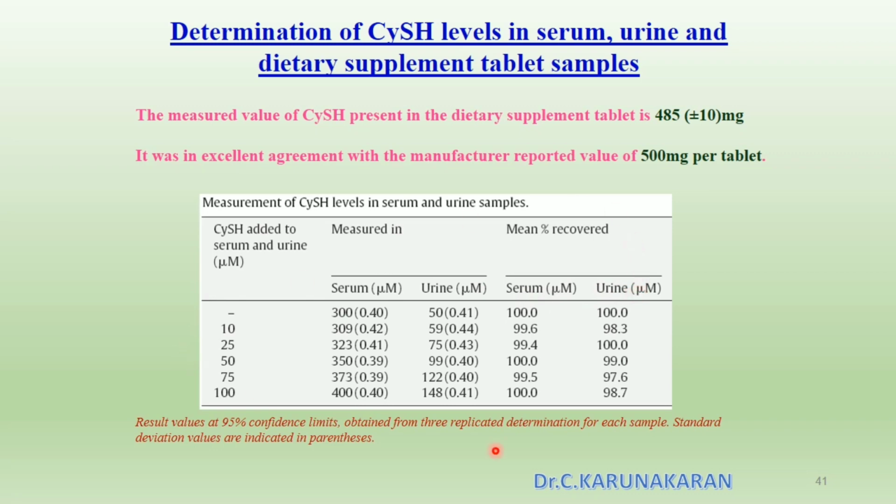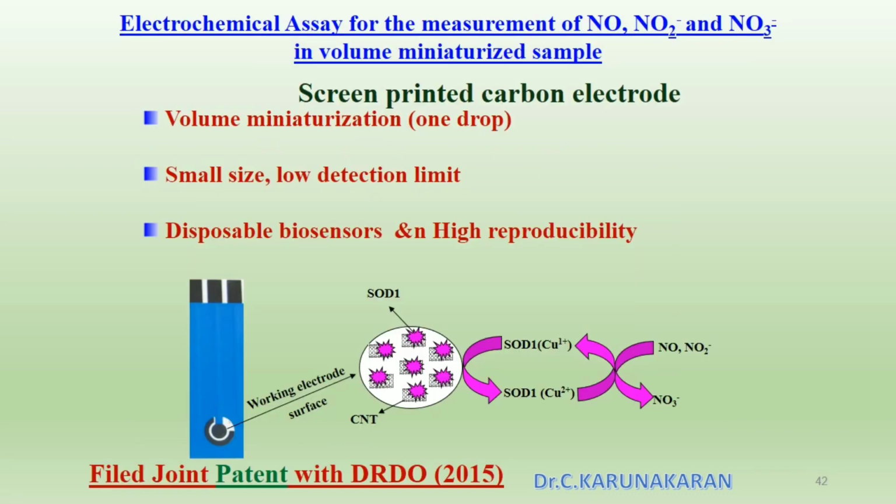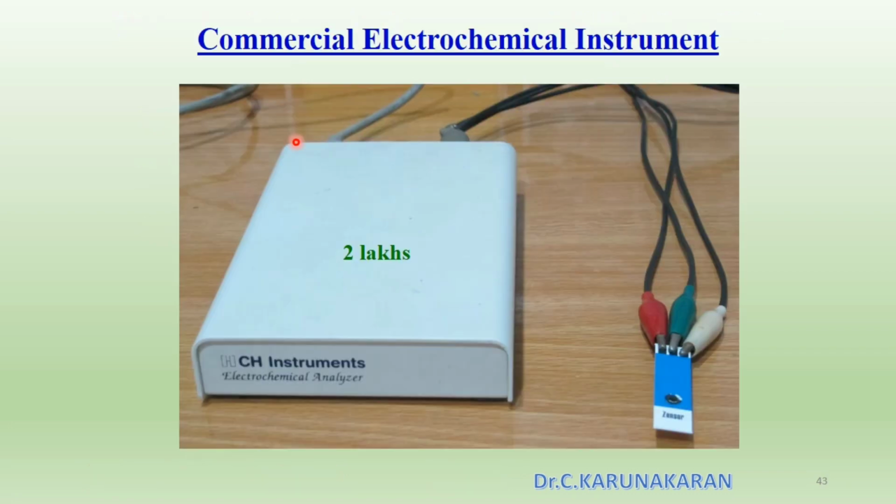Here we have measured the values and reported. It was in excellent agreement with the manufacturer reported value. Also, we have developed an electrochemical assay for the measurement of nitric oxide and its metabolites using screen printed modified electrode with the superoxide dismutase enzyme and filed a joint patent with the DRDO.